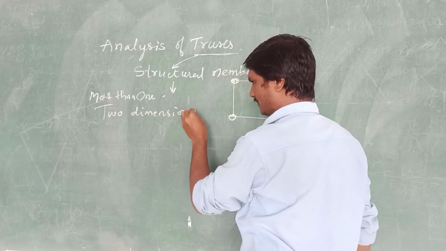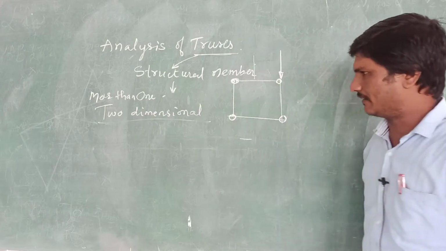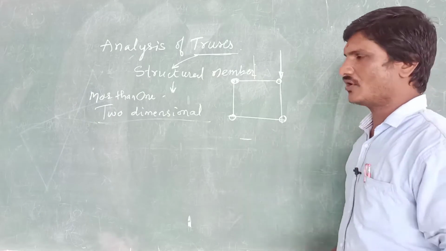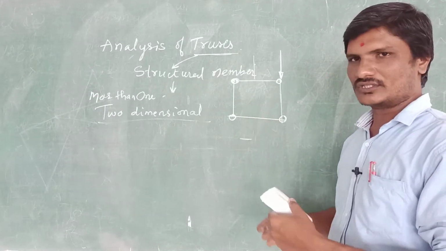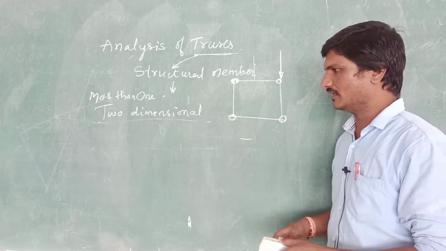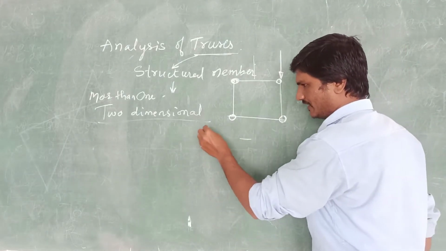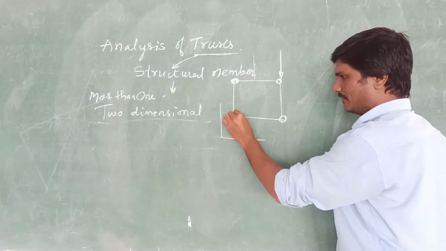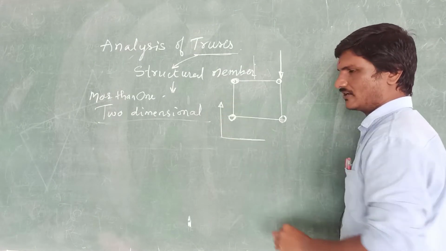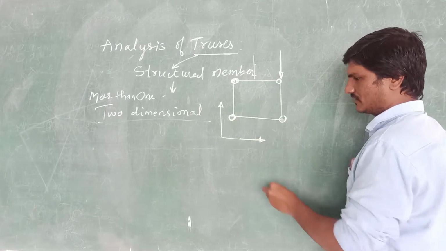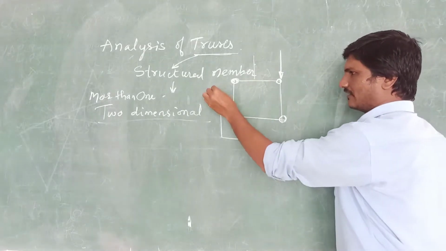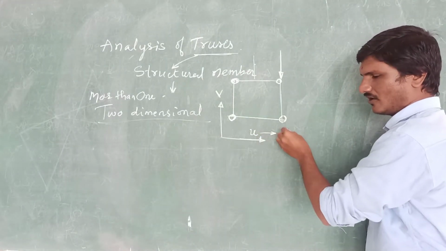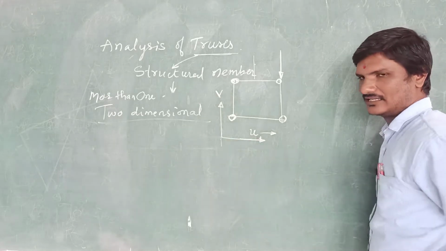So what do you mean by two-dimensional? You might have heard one-dimensional, two-dimensional, three-dimensional. Two-dimensional is when you apply loads on a truss element, the body or the members will get deformed in two axes, either in the horizontal axis and also the vertical axis. So the displacement or deformation will be in two dimensions, in the x direction and in the y direction. u is the displacement along the horizontal axis and v along the vertical axis, so two displacements.